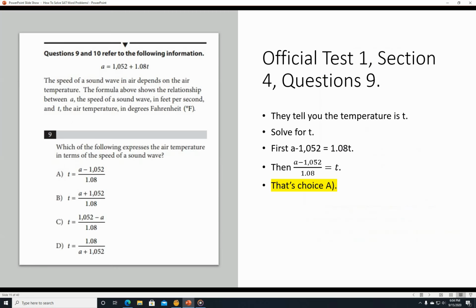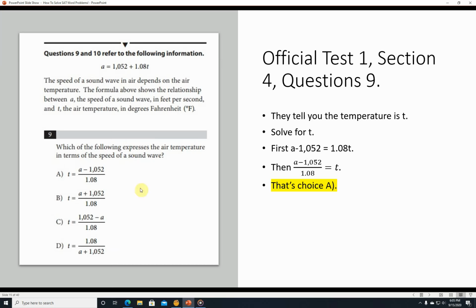Official test number 1, section 4, questions 9 and 10. All right. So questions 9 and 10 refer to the following information. A is equal to 1052 plus 1.08 T. The speed of a sound wave in air depends on the air temperature. The formula above shows the relationship between A, the speed of a sound wave in feet per second, and T, the air temperature in degrees Fahrenheit. So, which of the following expresses the air temperature in terms of the speed of a sound wave?